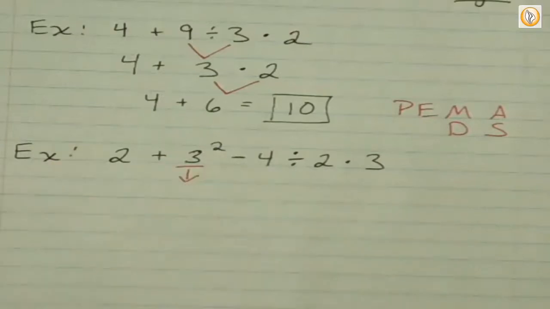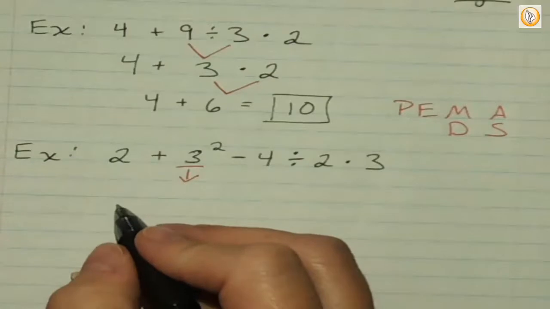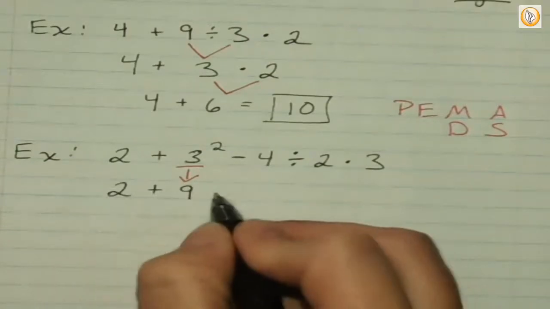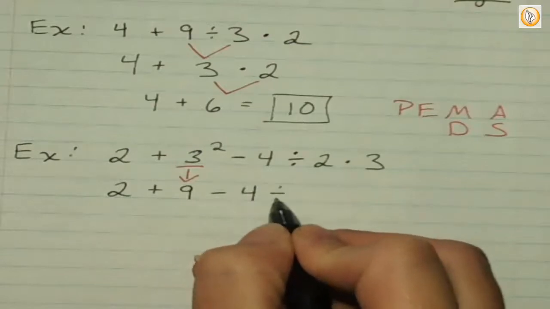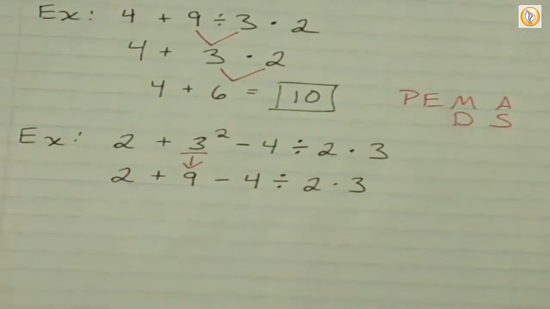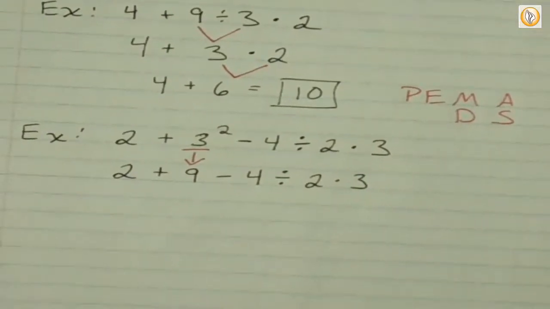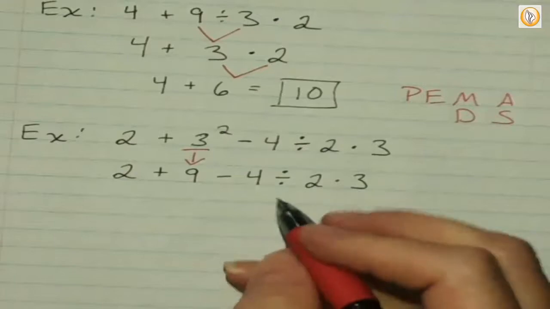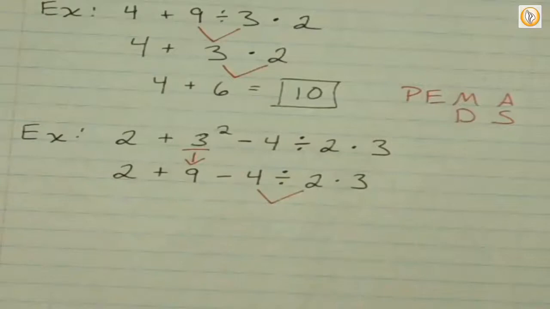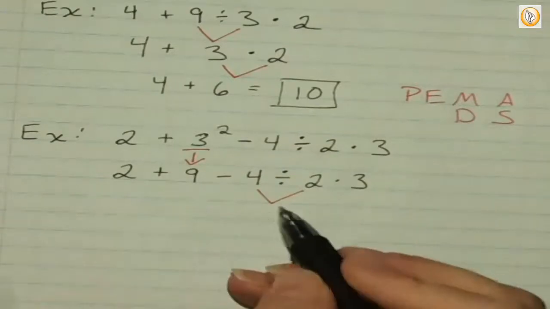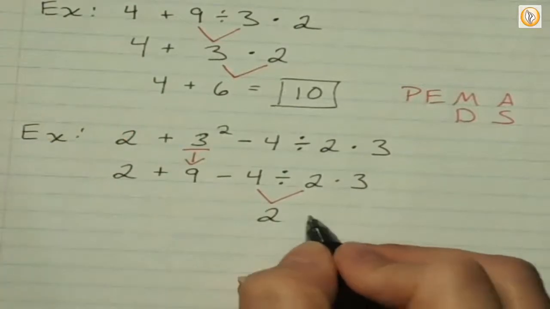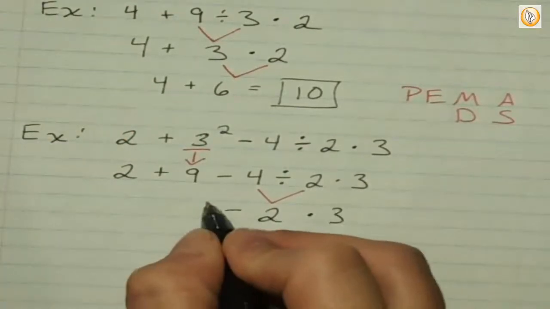So what is 3 squared, Emily? That's right. And I'm rewriting my problem. Emily, what do I do now? Divide. Yes, ma'am. Cecilia, do you see that? Yes, go ahead. What is 4 divided by 2, Emily? 2. Excellent. And I'm rewriting my problem.